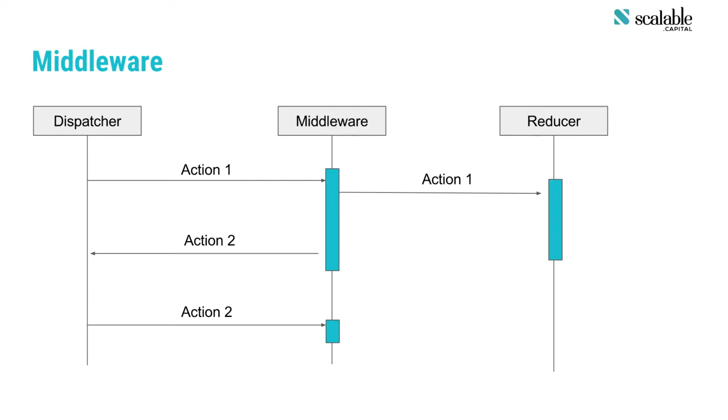Forward that action, execute the side effect, the additional functionality that we need, and in, I would say, most likely 90% of all use cases, dispatch another action. And then it starts again.